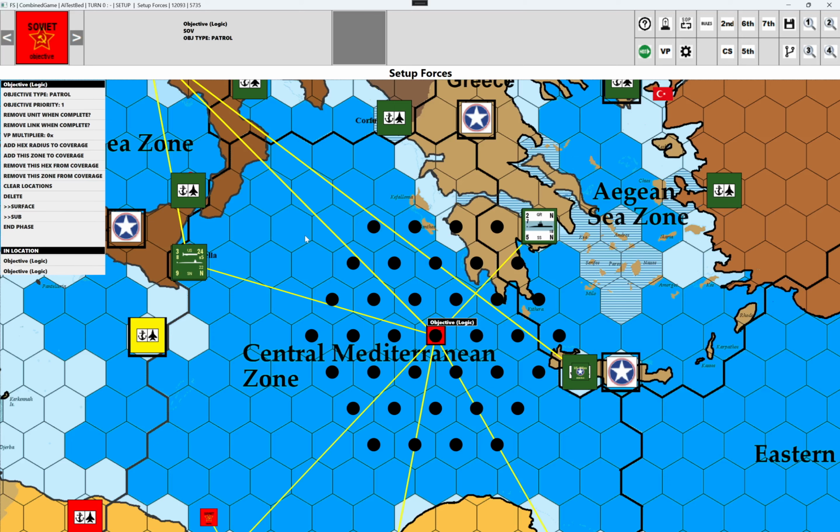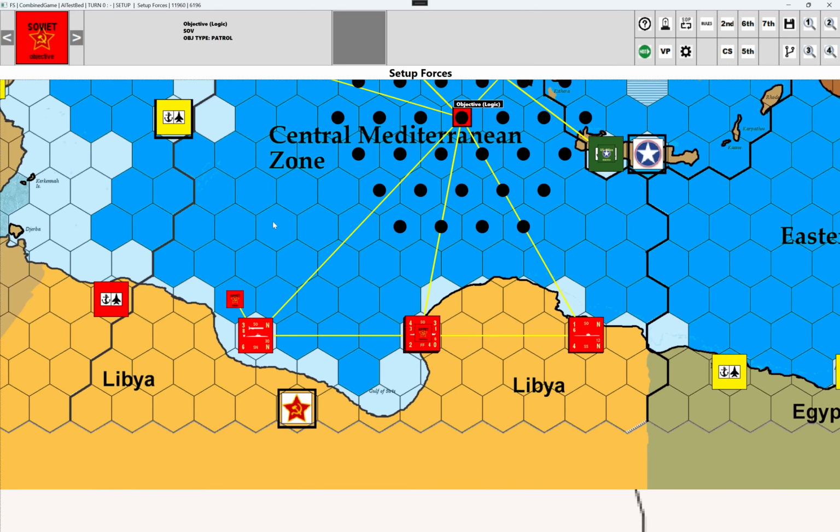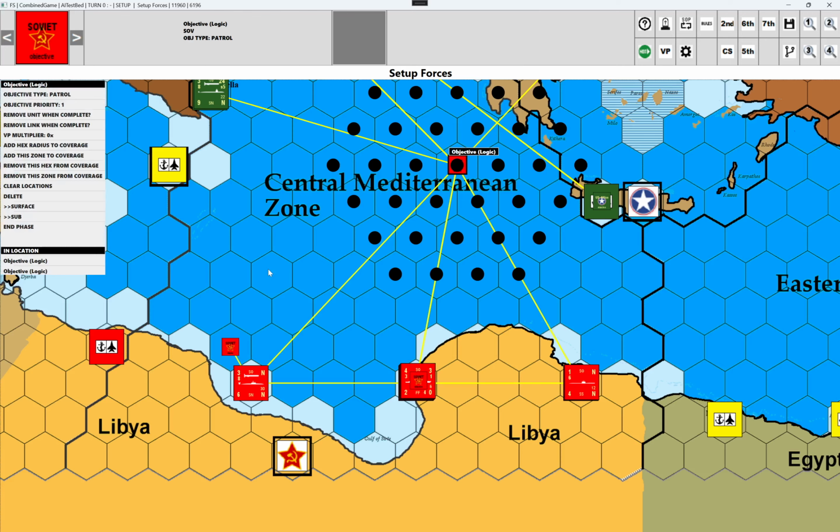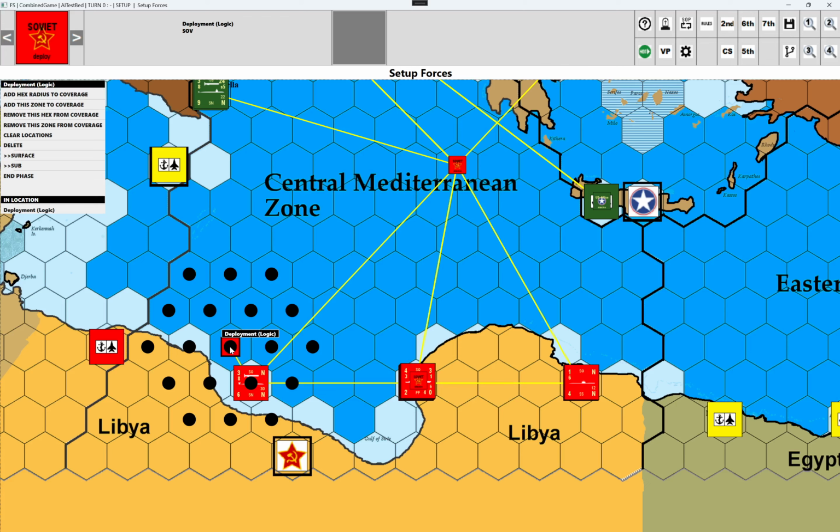Okay, so what do I mean by that? Well, we have several different types of objectives. I'll show you, I'll do the Soviet side first since it's a little easier to understand. So for the Soviets, I've set up a deployment logic that says it will cover any hex within this set. And I've set it up by creating the deployment logic and hitting things like adding hex radius, and it just kind of went outward until I was good enough.